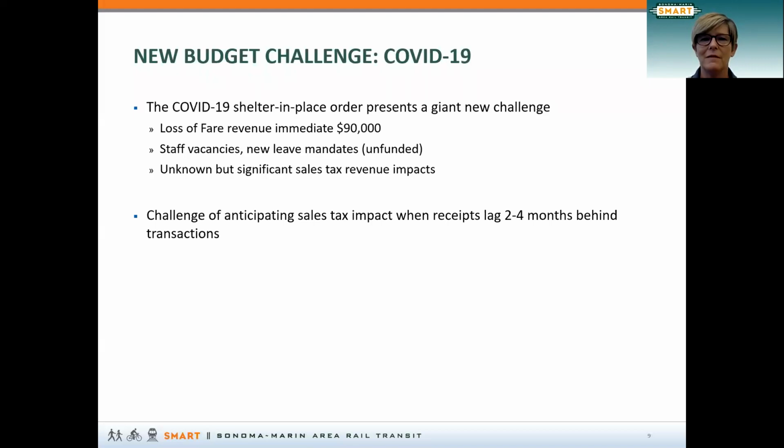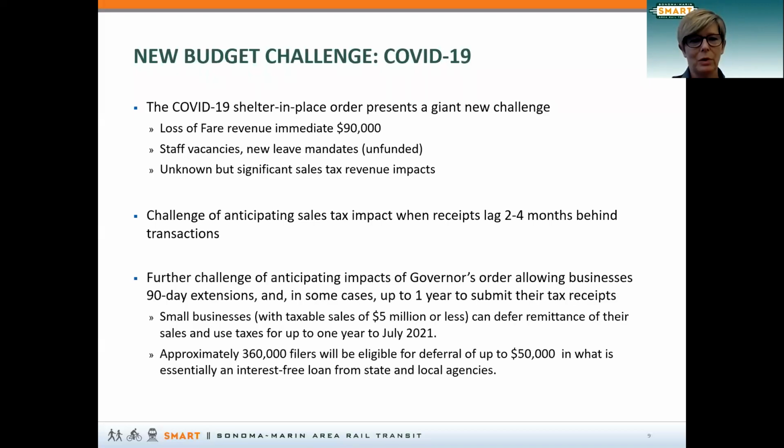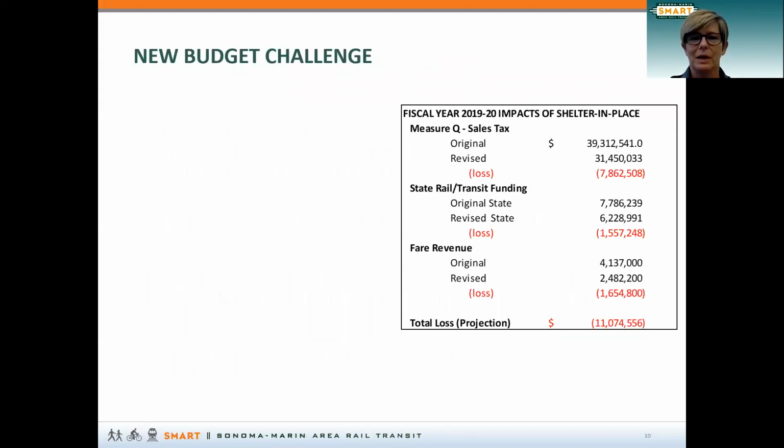So transactions for March aren't really seen by us until June or July. So we won't really know how bad it is until that point, although we are working on some projections. The other challenge, I won't go into the details, but the governor's order to allow businesses up to a year to submit their tax receipts is basically a loan from our tax receipts to small businesses. So that's another financial impact we're trying to figure out the implications of in our revenues.